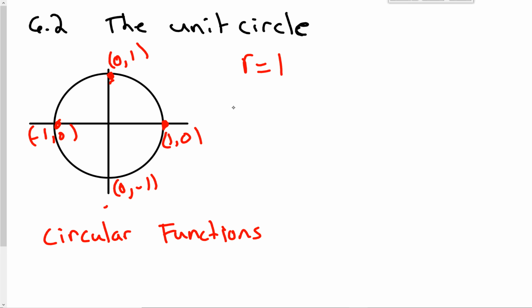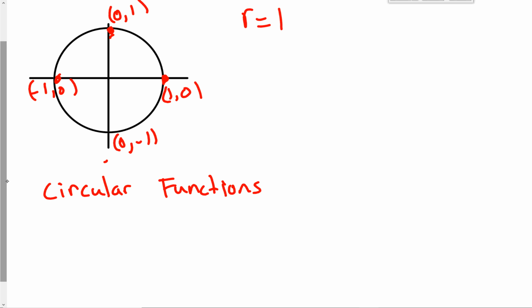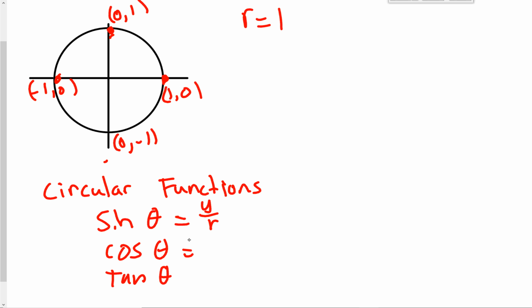So if we look at what we call the circular functions, that's when we look at the sine of an angle, cosine of an angle, and tangent of an angle. Normally sine is y over r, cosine is x over r, and tangent is y over x. Well, when we're talking about the unit circle and circular functions, r is equal to 1. So the big thing is r equal to 1. So this is just y, this is just x, but tangent is still y over x.